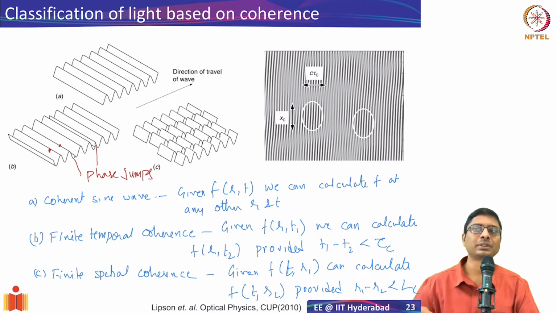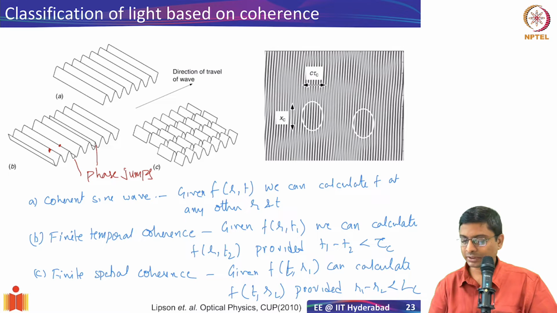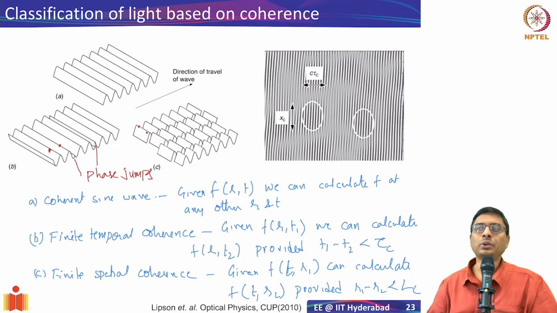So I can define something called a coherence length. In this third picture here, if I have a particular point here, I can calculate at any point of time at a different point R2, provided the distance is less than the coherence length. That means if I cross that, if I go very far away from the source or the point at which I make the first measurement, then I cannot know. There is no fixed relation between them. That is the idea of spatial coherence.